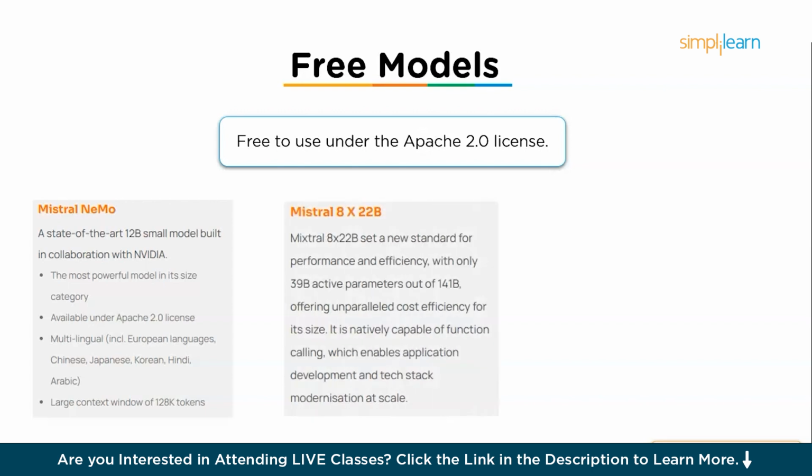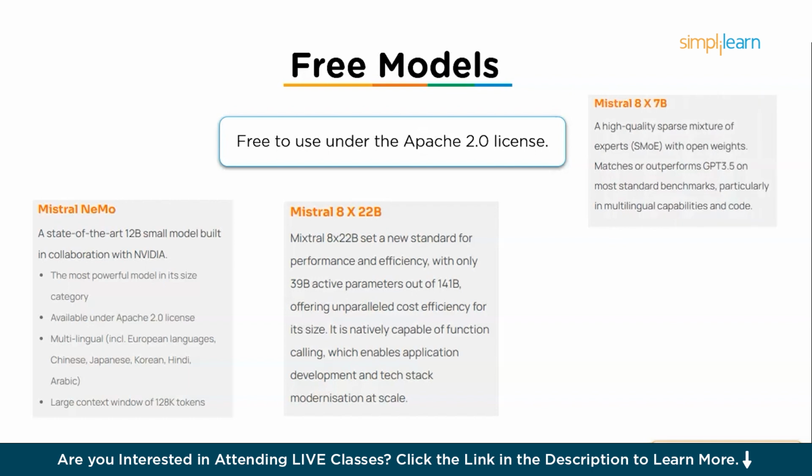Then comes Mistral 8x22B. So Mistral 8x22B set a new standard for performance and efficiency, with only 39B active parameters out of 141B, offering unparalleled cost efficiency for its size. It is natively capable of function calling, which enables application development and tech stack modernization at scale.